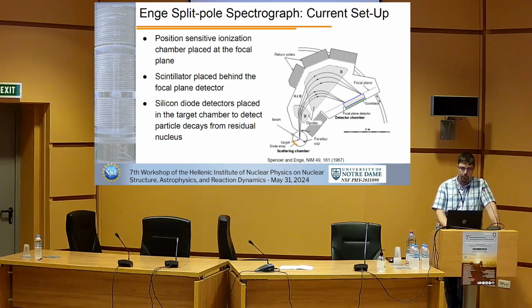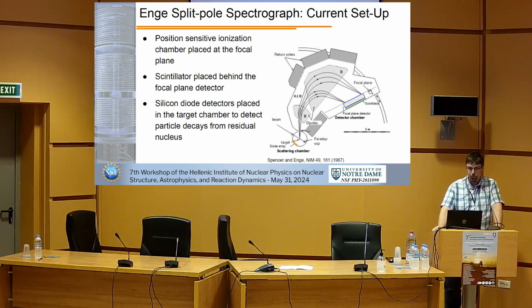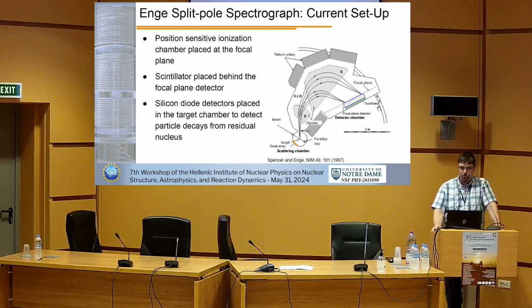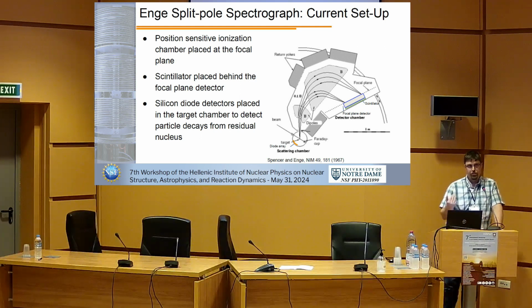So among the components in our system, we've created a position-sensitive ionization chamber, which is installed at the focal plane. Behind it, we'll have a plastic scintillator, just to measure the total energy of whatever punches through the ion chamber. And then in the target chamber here, we'll also surround it with an array of silicon diode detectors to detect the particle decays from the residual nucleus that we populate.